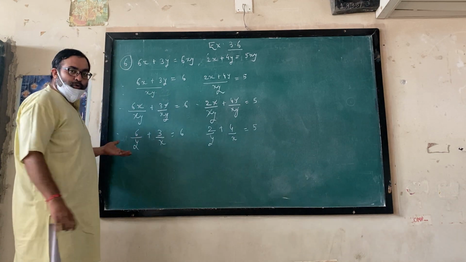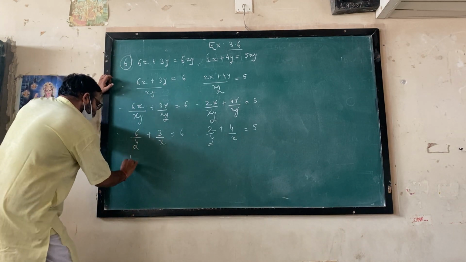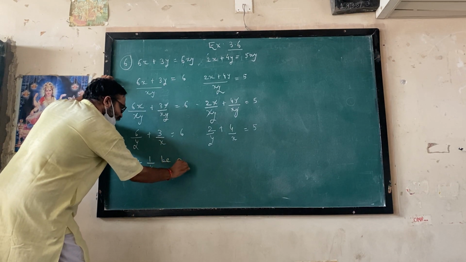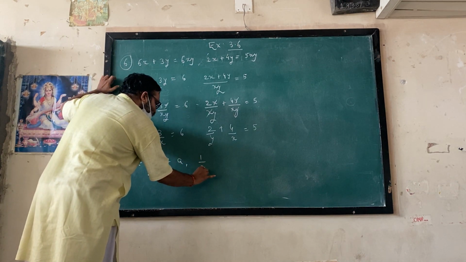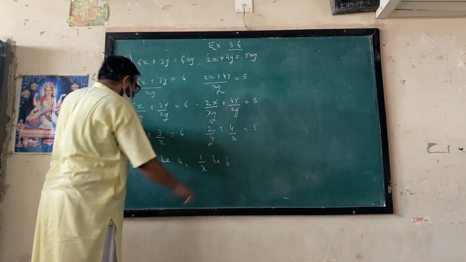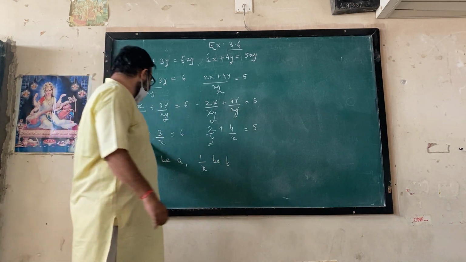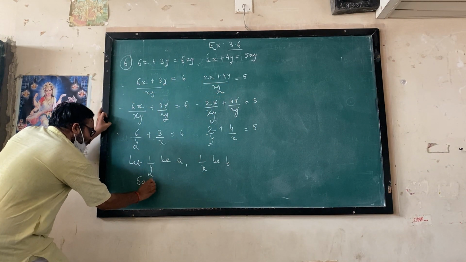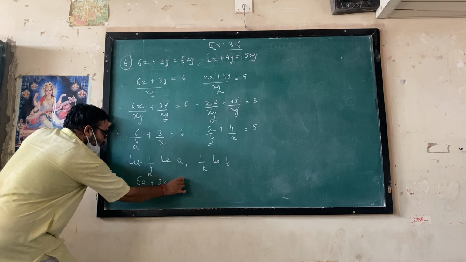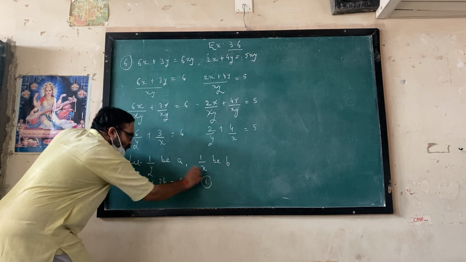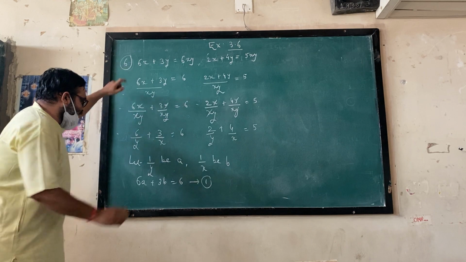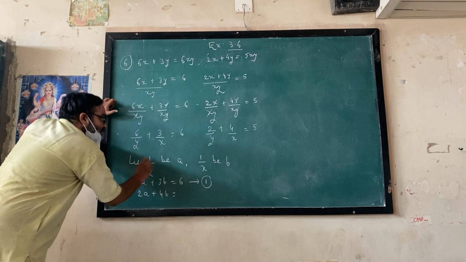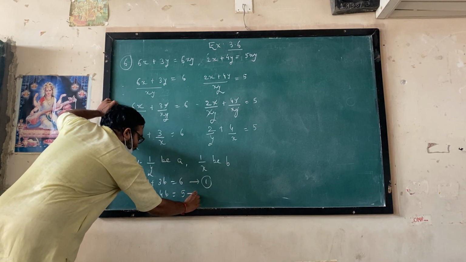Now we know what to do with these equations. So here we can assume 1 upon y as a and 1 upon x as b. This equation can be written as 6a plus 3b is equal to 6. Say it is equation number 1. And the other equation is written as 2a plus 4b is equal to 5. Say it is equation number 2.